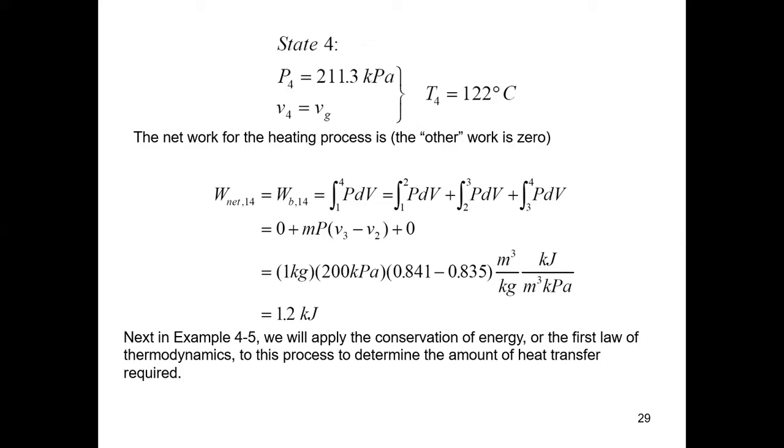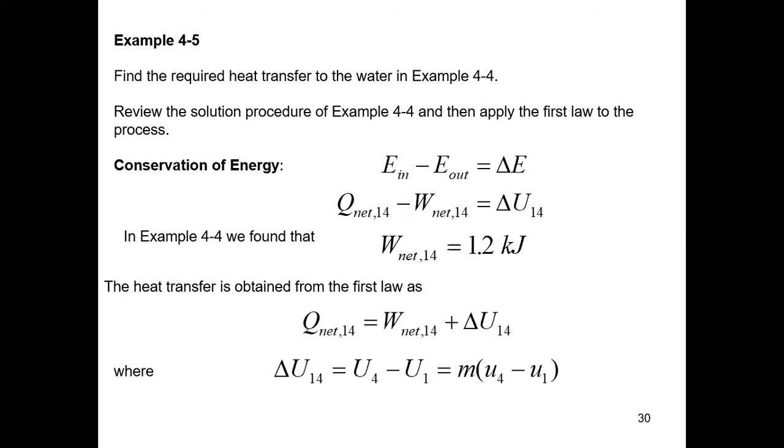And net work going from 1 to 4 is actually from 1 to 2, 2 to 3, and then 3 to 4. 1 to 2, no change in volume. 3 to 4, no change in volume. So it's 0. So the net work is from 2 to 3, which is mP times (V3 minus V2), and works out to 1.2 kilojoule.